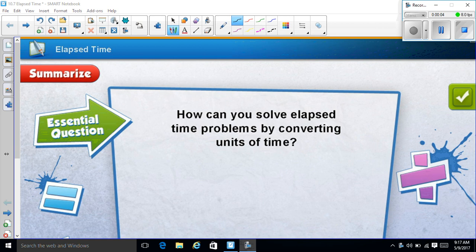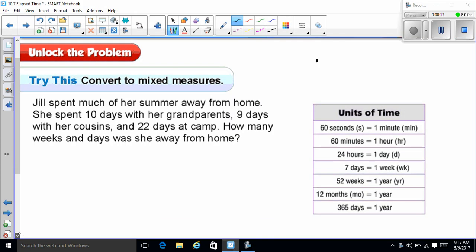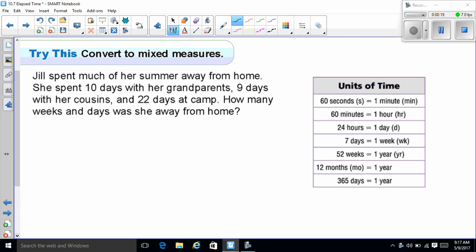Lesson 10.7, Elapsed Time. In today's lesson, we're going to discuss how you can solve elapsed time problems by converting units of time. So let's go ahead and get started. You will notice off to the side of my page, we have our units of time conversion. When we're talking about units of time, we're talking about seconds, minutes, hours, days, weeks, months, and years. And I need to have these memorized in order for me to do my conversions.